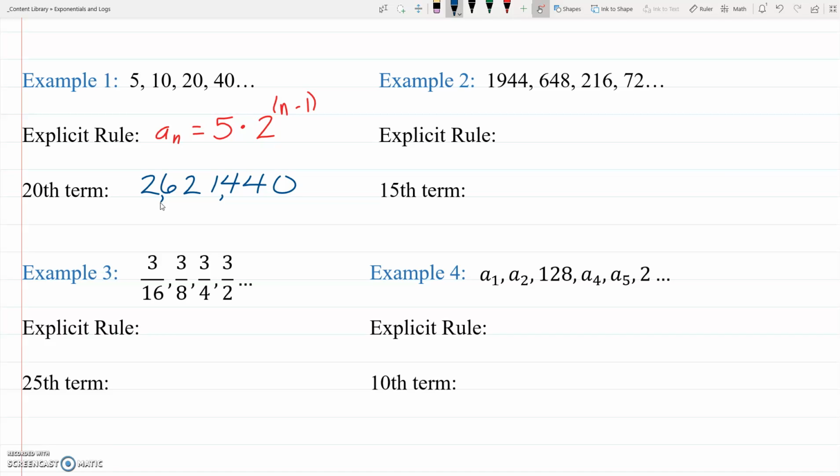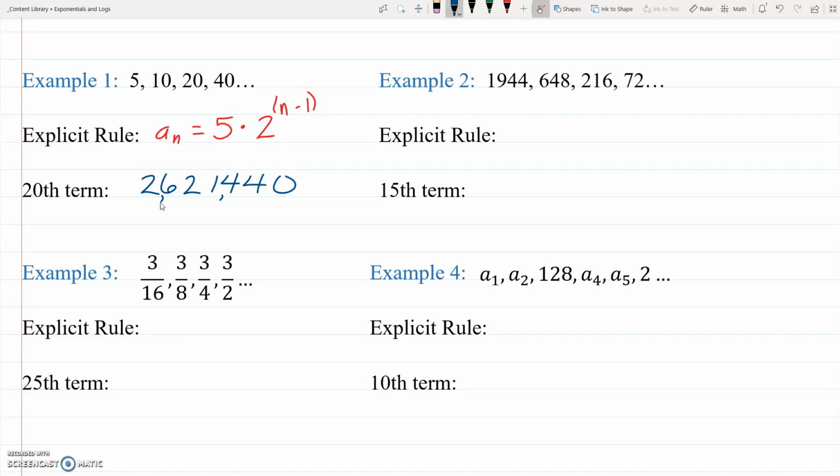All right, example 2. You notice the numbers are getting smaller. So that means what is happening? They're getting multiplied by a fraction. Multiplied by a fraction, okay? Or divided means the same thing. So we really just got to figure out what we're dividing by here. Easiest is probably to come here to the smaller numbers. 216 divided by 3 gets you 72.